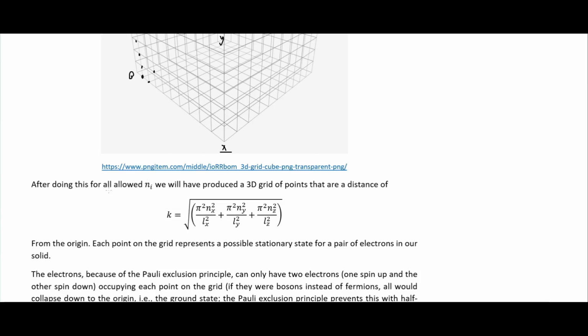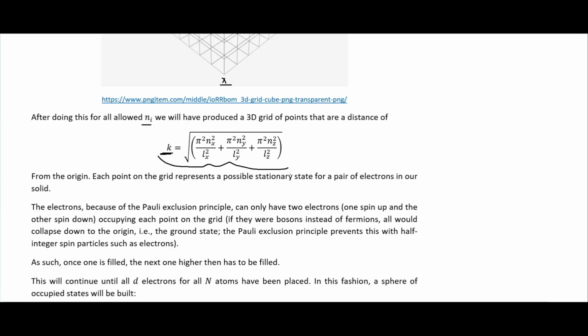And so after doing this for all allowed n's, we have produced a 3D grid of points that are a distance of this from the origin. So this is our k here, and this is like our 3-dimensional Pythagorean theorem here. And so we are producing vectors, a vector pointing to every spot in our 3D grid. So each point on the grid represents a possible stationary state for a pair of electrons in a solid. Stationary state meaning that it's a state that won't change in time.